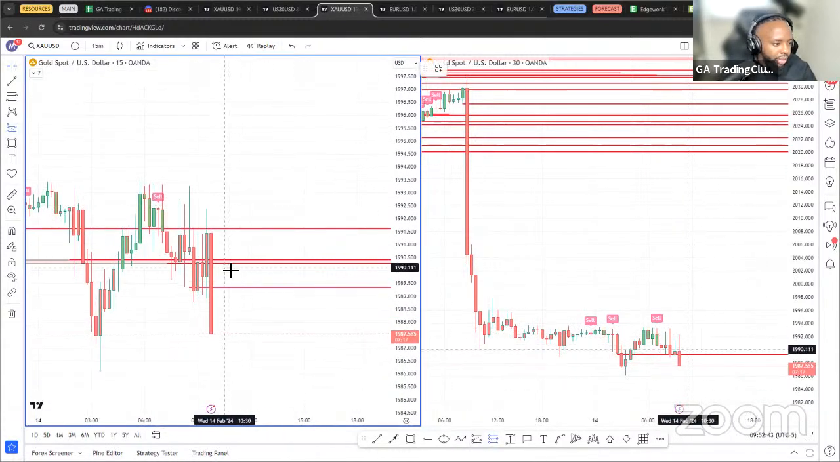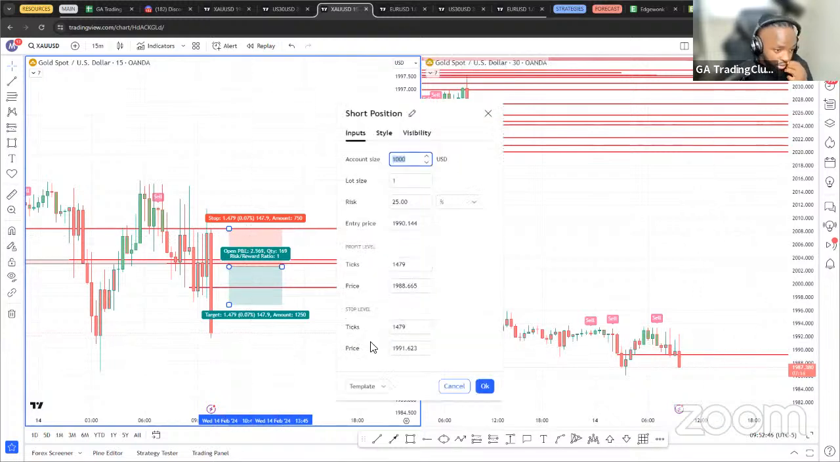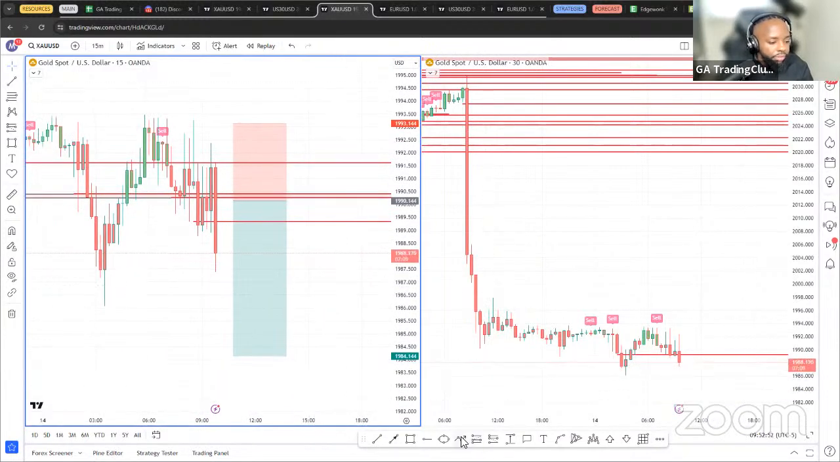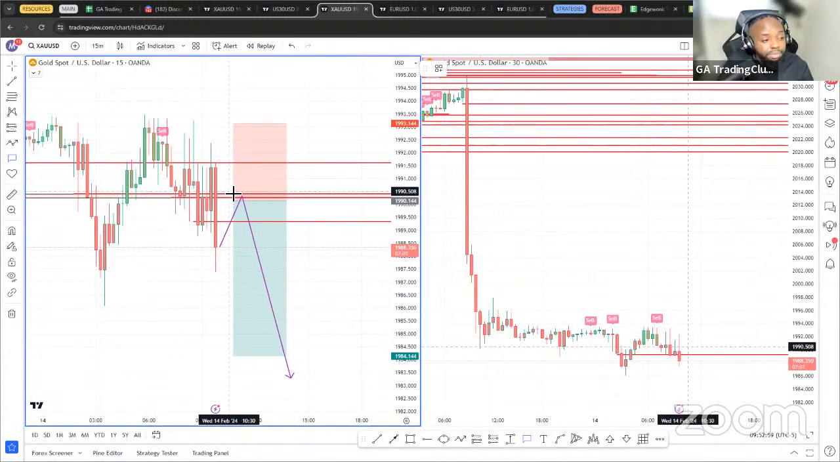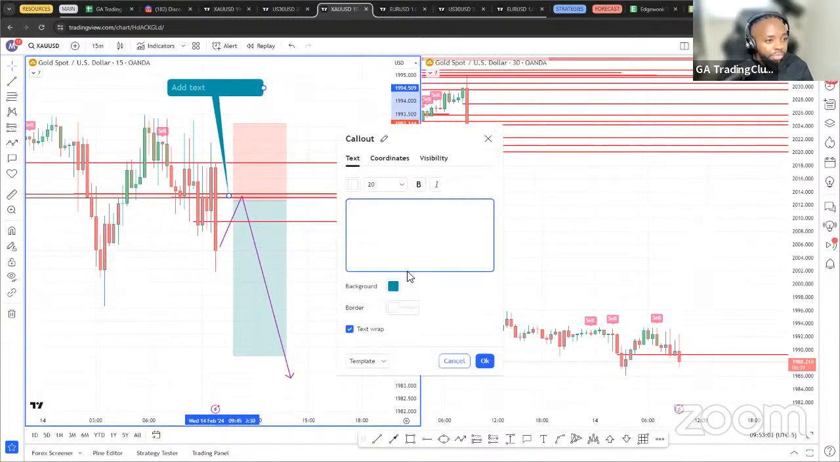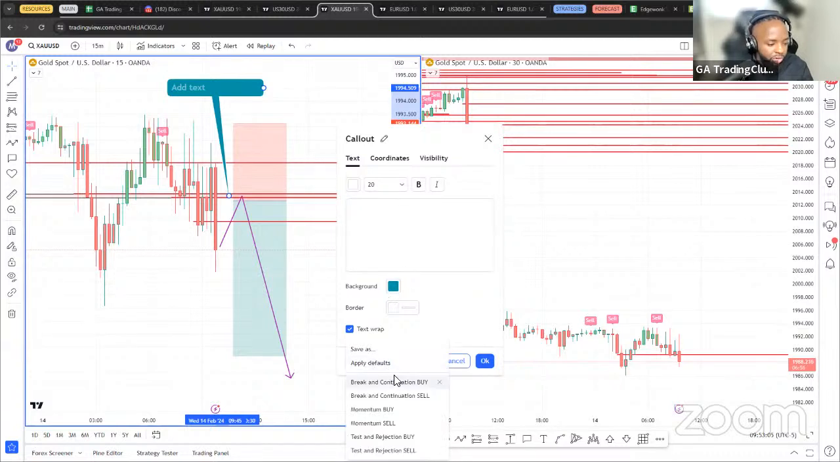But here we might get a break and continuation sell on gold, but we have to wait for two 15-minute candles to close below here. So maybe something of this sort all the way to 1984. But keep in mind, what we looked at on the daily time frame, that gold might go back to 2018 to retest that daily SAR that it formed yesterday. So what is this? Possible break and continuation sell.